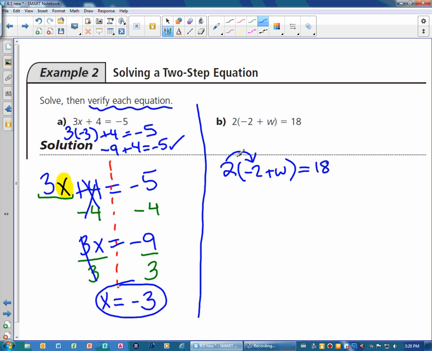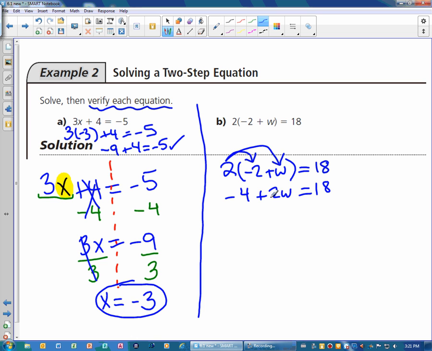Remember that it means we're going to have to expand. So we're going to have negative 4 plus 2w makes 18. So notice, even though I didn't draw my line, look at how I'm lining up my equal signs, okay? Draw the line if it helps, but if you don't want to draw the line, that's okay, but you have to line up your equal signs.